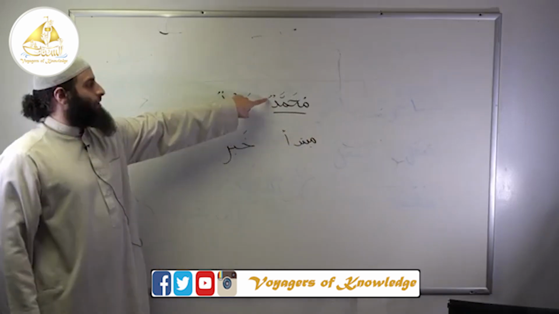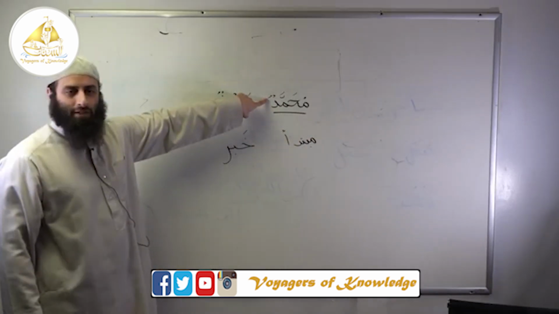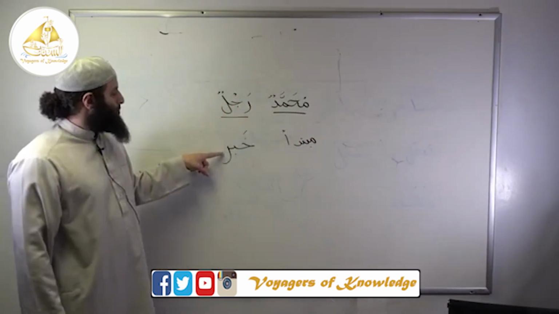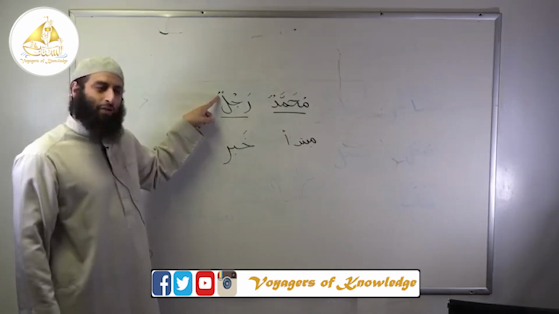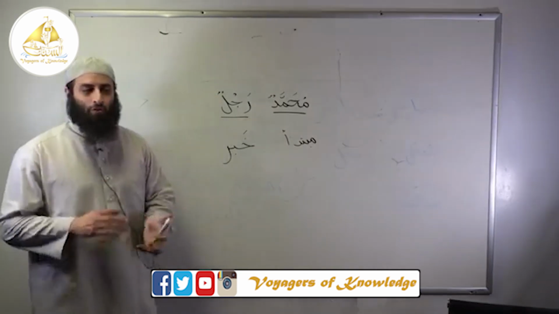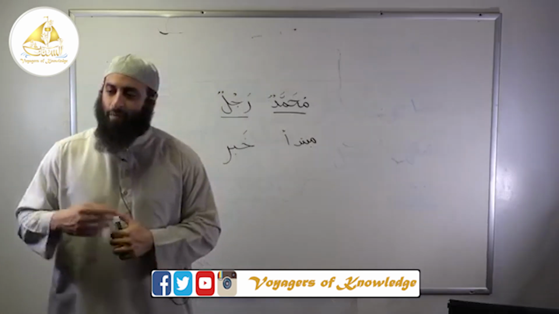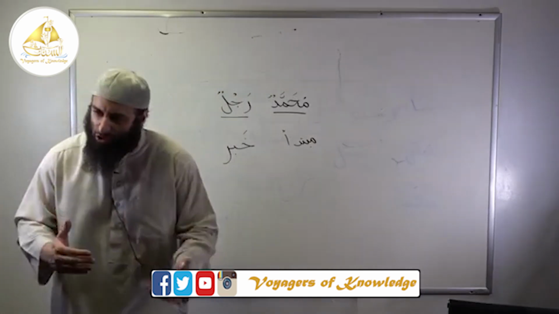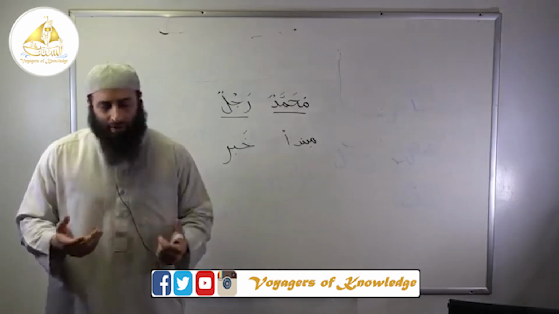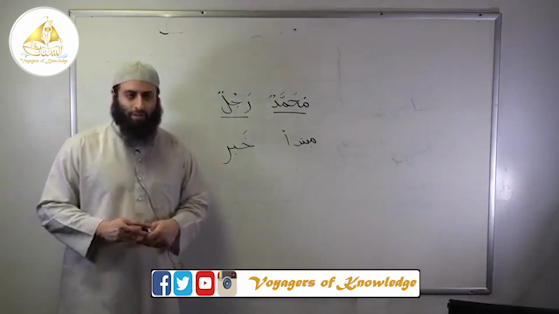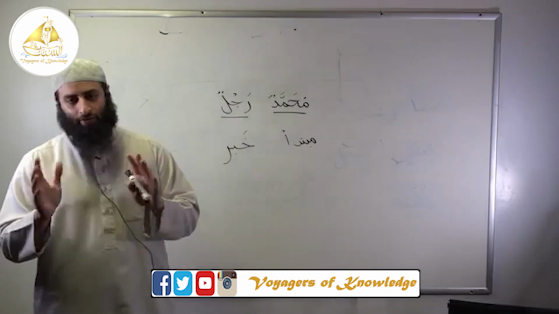Mubtadas come marfu' with a dhammatain at the end. As do khabars. Khabars also come with dhammatain at the end. So if you ever identify in a sentence and you say, this is the mubtada, that means it's going to be marfu'. All right? Let me say it one more time so I can catch anyone who might have dozed off.